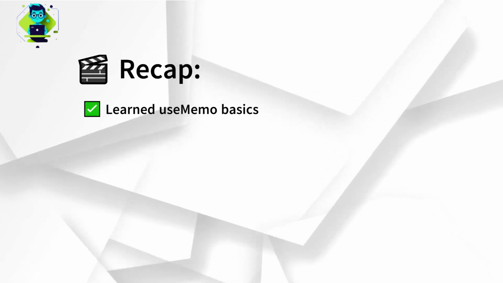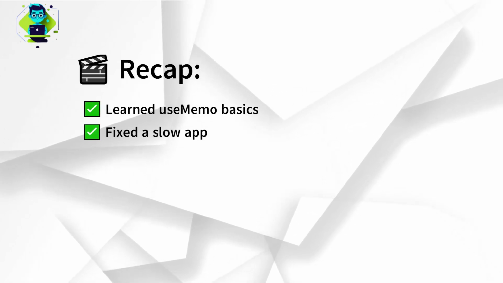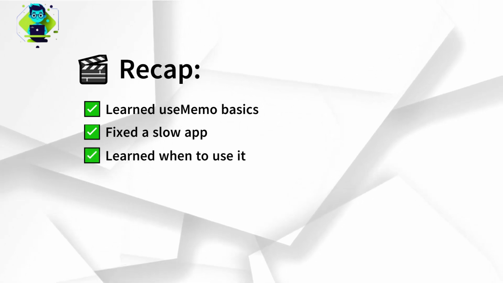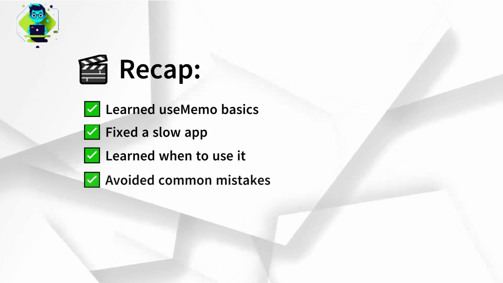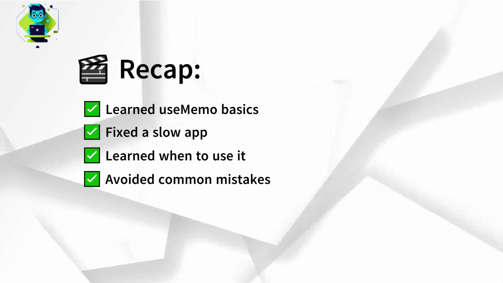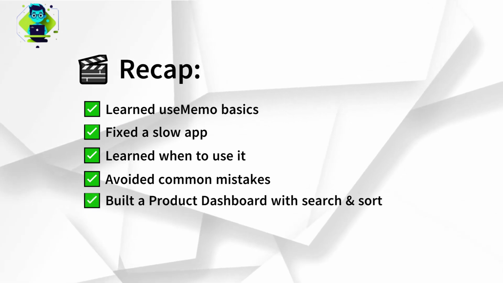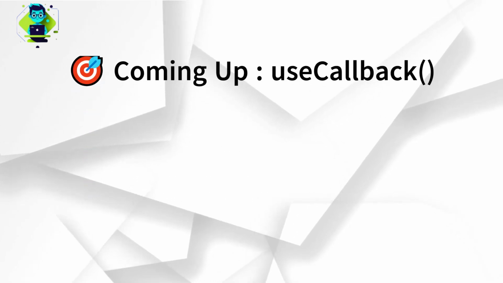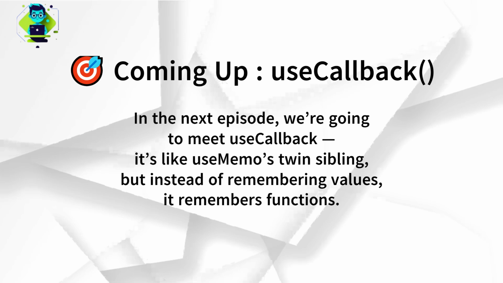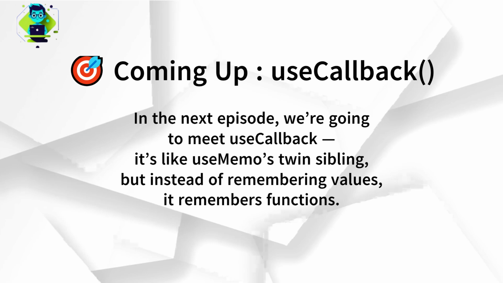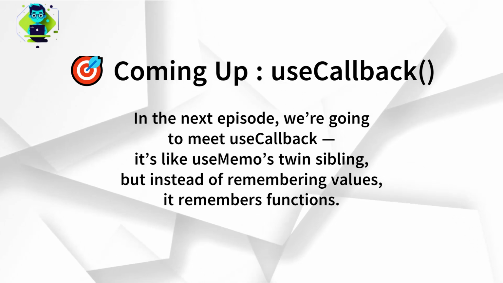Recap time. What we have learned today. First we learned useMemo basics. Then we fixed a slow application by using useMemo. Also we learned when to use it, and how we can avoid common mistakes when using useMemo. And at last, we built a product dashboard with search and sort options by using useMemo. Coming up next episode, we are going to meet useCallback. It's like useMemo's twin sibling, but instead of remembering values, it remembers functions.